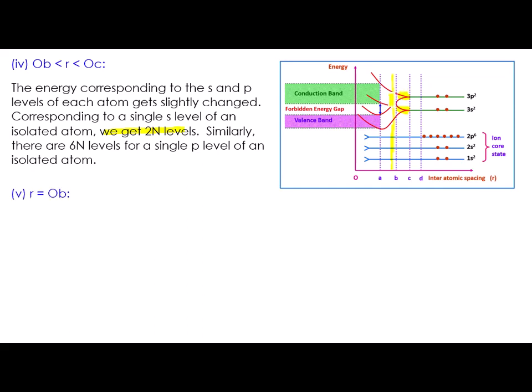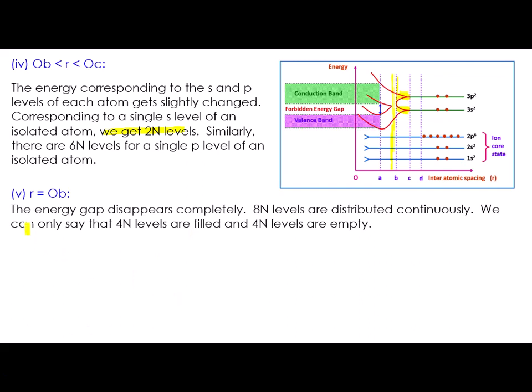Now, when R equal to OB, what will happen? The energy gap between 3s and 3p disappears completely, and all of the 8n levels are distributed continuously, and we can only say that out of these 8n levels, 4n levels are filled and 4n levels are empty.